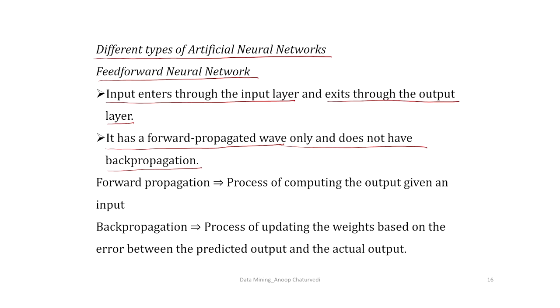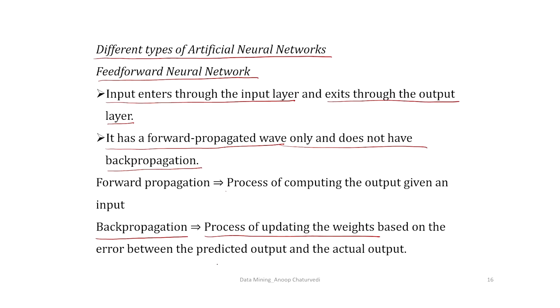Now, what do we mean by forward propagation and backward propagation? Forward propagation is the process of computing the output for a given input. And then you have no backward computation. Then back propagation. Back propagation is the process of updating the weights.